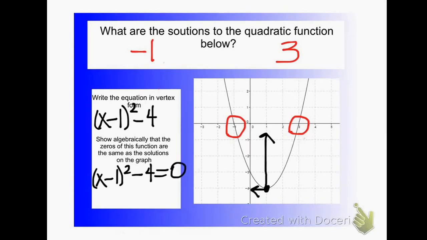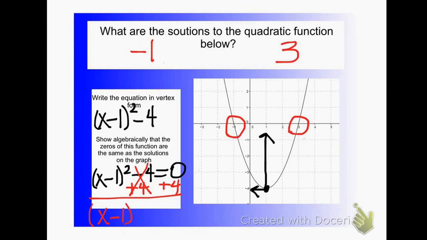So again, I want to eliminate. The first thing I'm going to eliminate is the negative 4. So I'm going to add 4 to both sides. That eliminates the 4 there. So that gives me x minus 1 squared equals 0 plus 4, which is 4. Now this is where it gets a little bit different, because now I need to eliminate my square. The opposite of squaring something is to take the square root. So I want to take the square root of both sides.